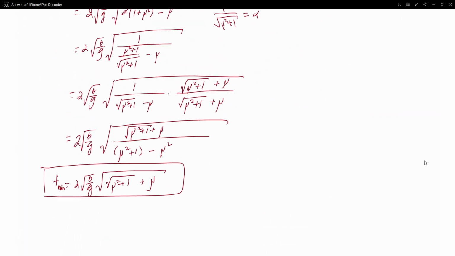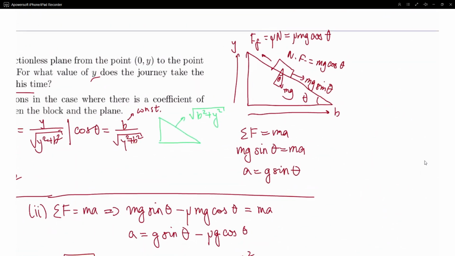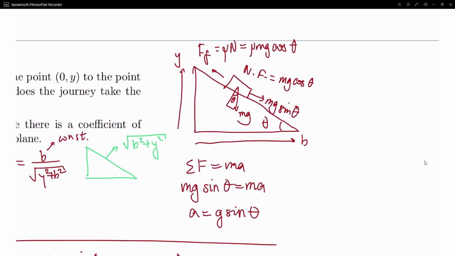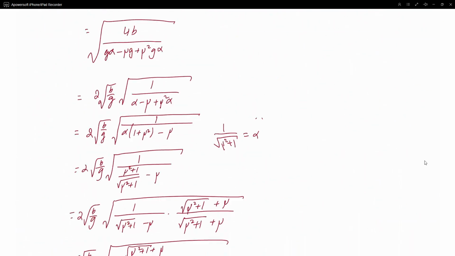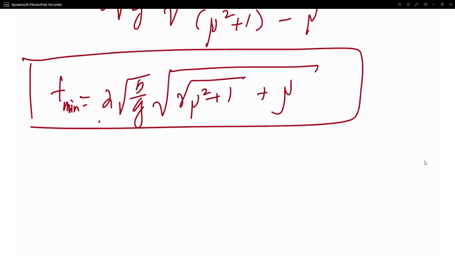So for any coefficient of friction on this inclined plane, I get that my minimum time I'll take is 2 root b over g, and this whole expression here. Right, so it's a pretty hard problem in Morin's book. I'll end my video here.